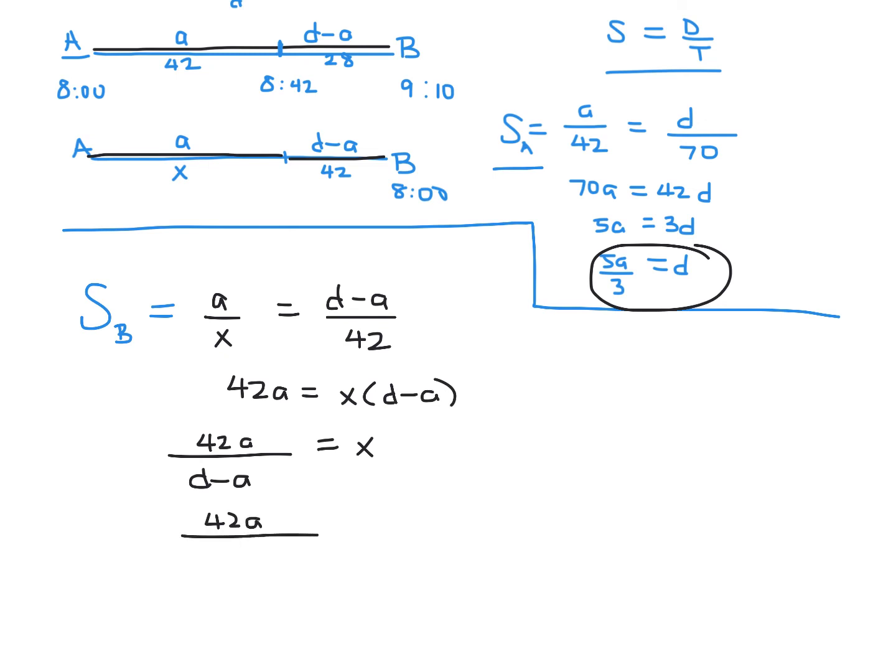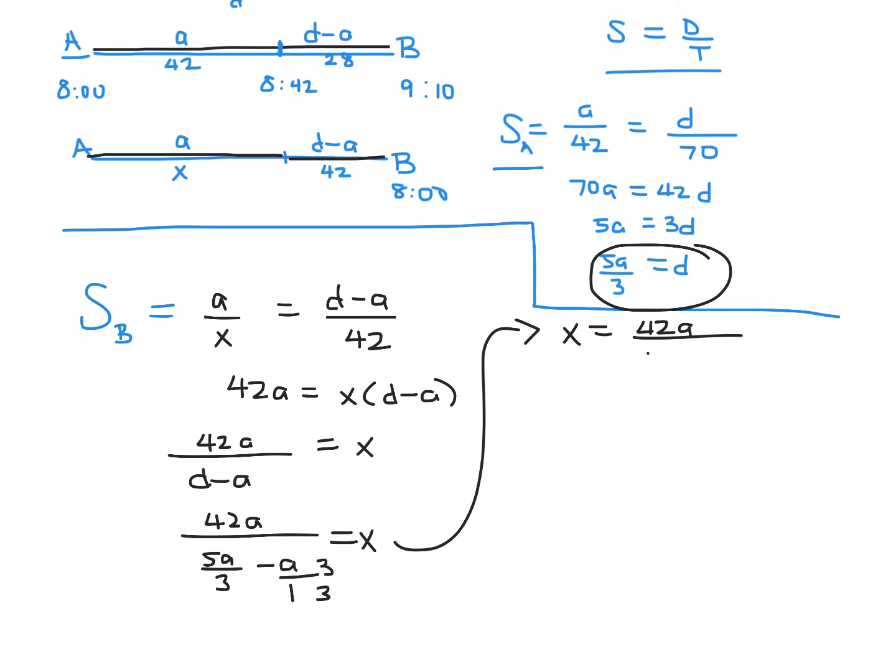42A over, D is 5A over 3 minus A. And therefore, X is going to be 42A over, get a common denominator, so that's going to be 2A over 3. And then I think the A's will cancel. So when you invert and multiply, this is going to be 21 times 3, which is 63. Okay, great. That's pretty good progress. So X is equal to 63.